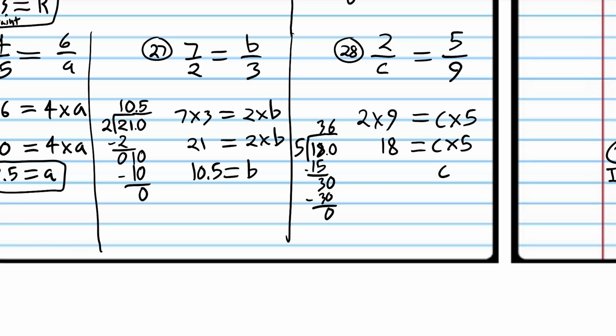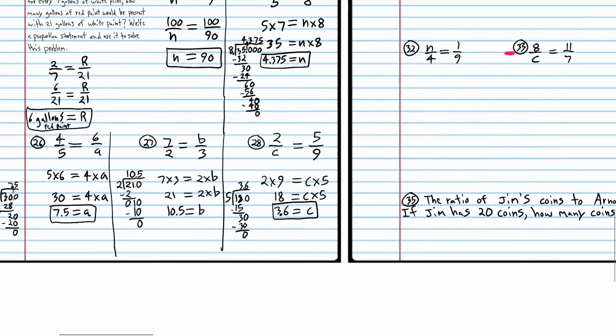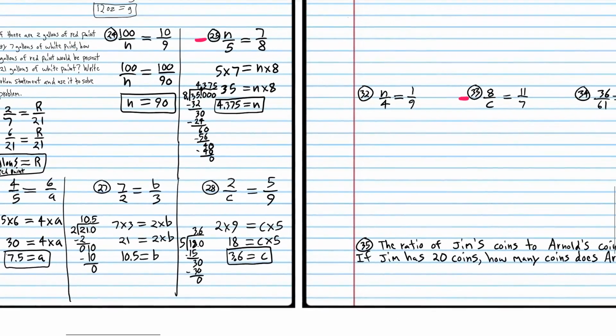So that means that C, I got to put my decimal, so bring the decimal straight up because the divisor is a whole number, so we don't have to move the decimal over. So C is equal to 3.6. So if you got 3.6, good job. Again, we're using a more powerful method to solve these proportions.